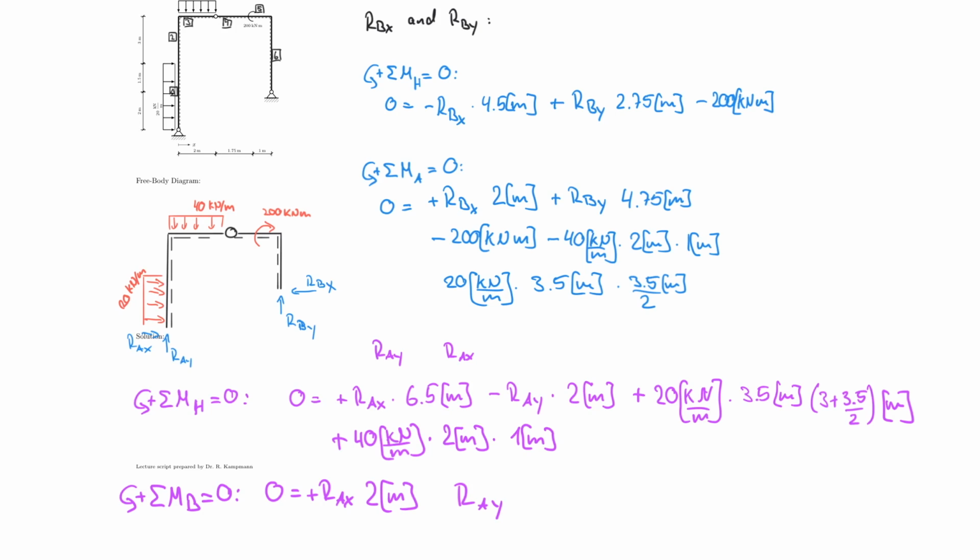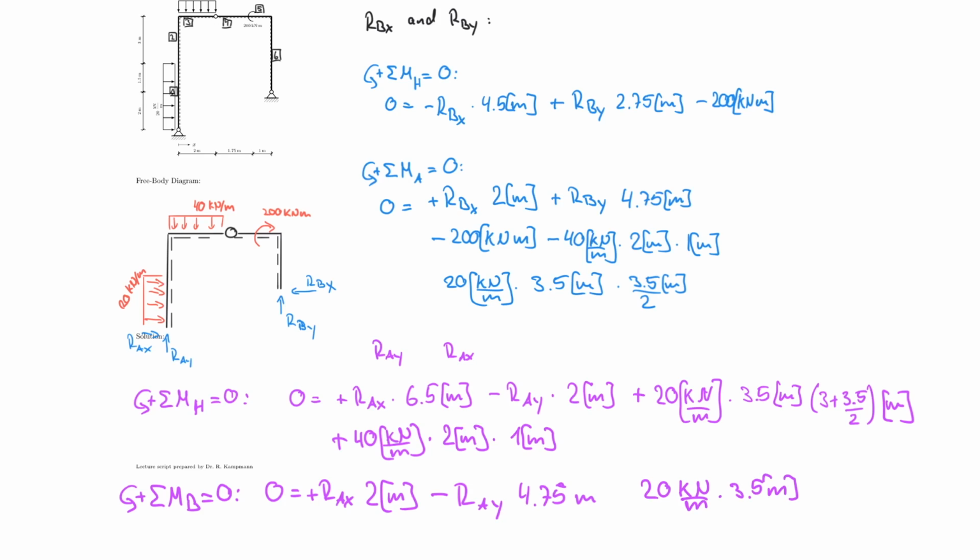RAY has a lever arm of the entire distance from here to here in the horizontal direction. So that would be 4.75, so times 4.75 meters, and that would rotate clockwise, therefore it's negative. And now I have to include all the other ones. So I have my 20 kilonewton per meter times 3.5 meters.